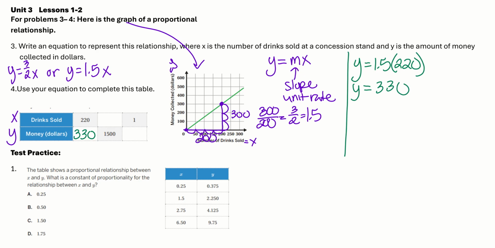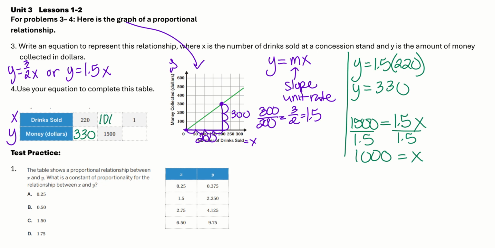Now for the next one, it's the y's is what I have. So you can see y is 1,500. So I'm going to go 1,500 equals 1.5 and then x. Now this is like solving a one-step equation. This is multiplication between 1.5 and x. So inverse is to divide. So I'm going to divide both sides by 1.5. So I'm going to go 1,500 divided by 1.5. And I get 1,000 equals x.